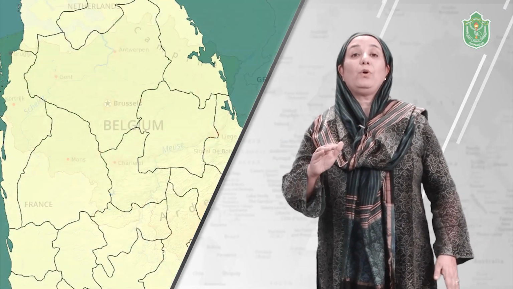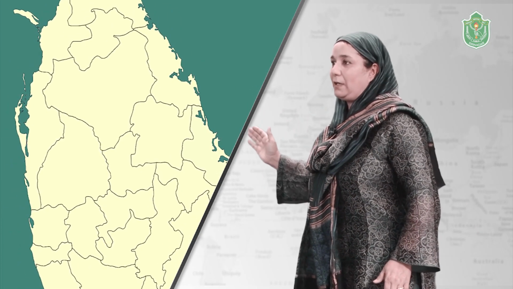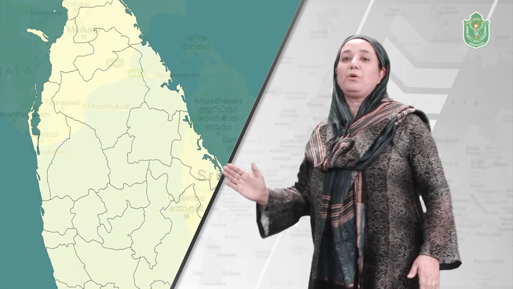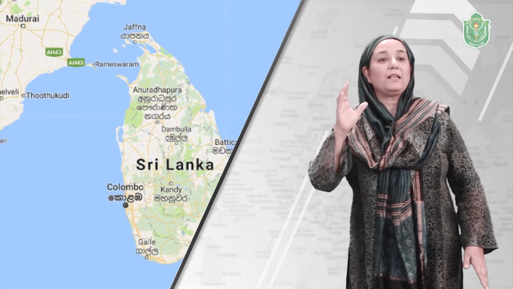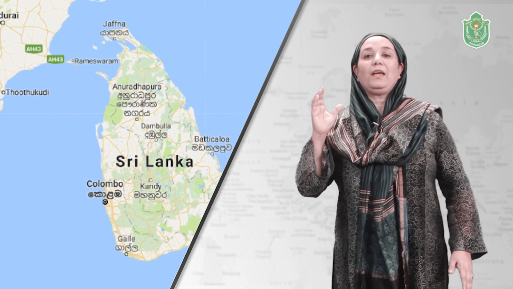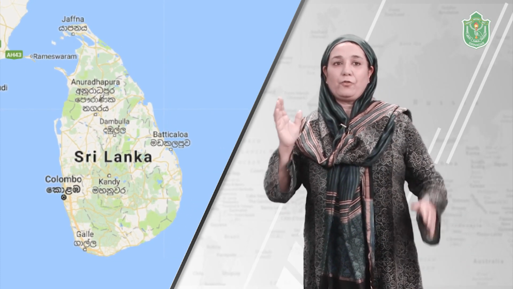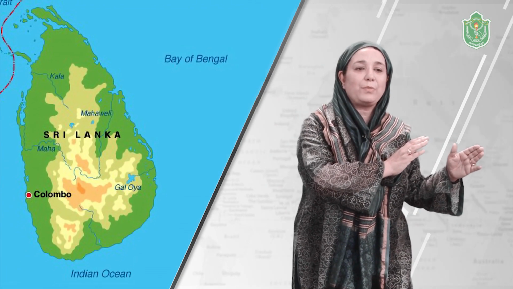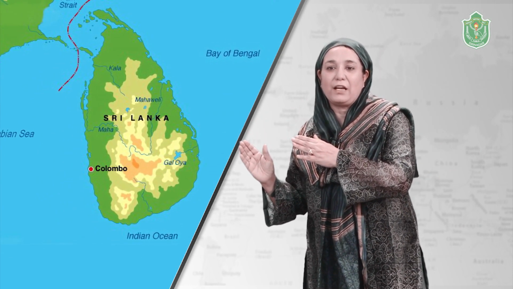Now let's go and have a look at the map of Sri Lanka. Now we will do the story of Sri Lanka. Now children, remember this Sri Lanka is situated in the Indian Ocean in South Asia. Now from the southwest it has the Bay of Bengal and from the southeast it has the Arabian Sea.